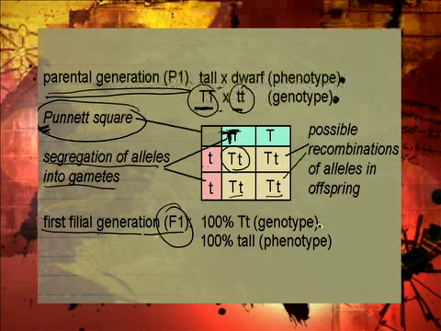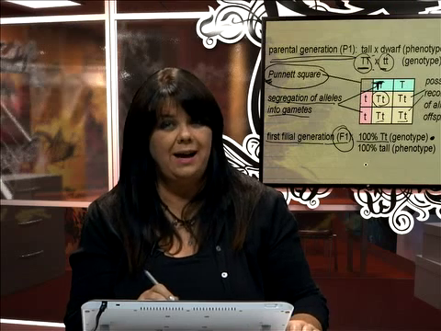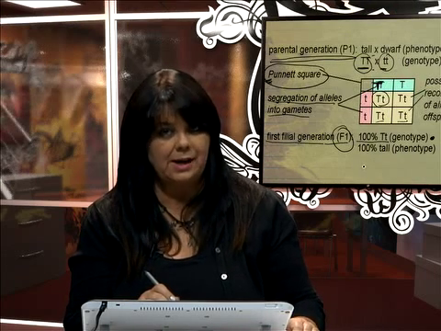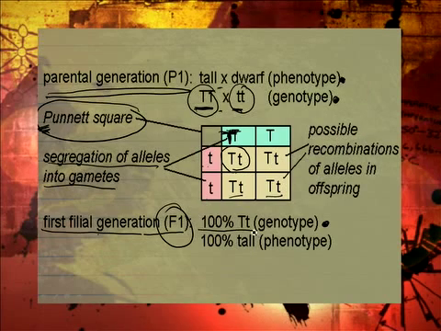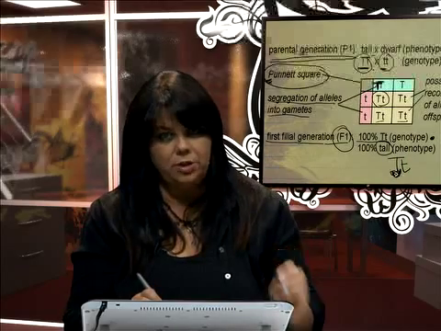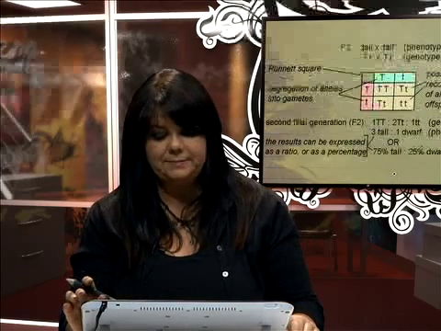And we see, first of all, the genotype. We say that there is 100% capital T, small t. In other words, 100% heterozygous offspring. And remember, because of the law of dominance, a heterozygous condition will always show the phenotype of the dominant characteristic.